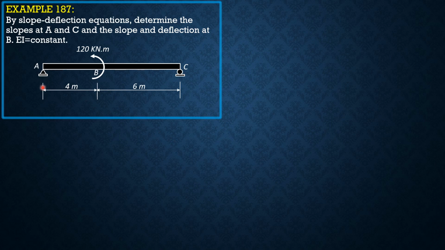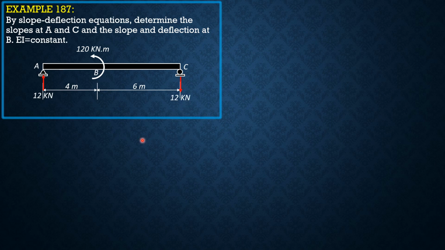Then for the reactions, summation of moments about C equals 0. Reaction at A times 10 equals 120. 120 over 10, so therefore this is 12 kilonewtons upward. Summation of forces Y, so the reaction at C is 12 kilonewtons downward.